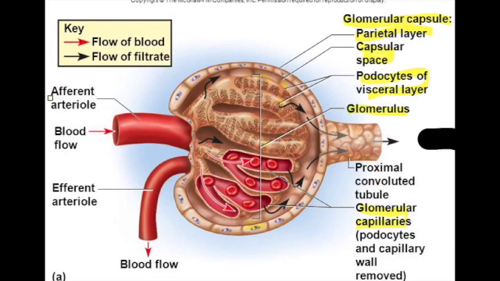Now there are two opposite sides of the renal corpuscle. There's a vascular pole, which consists of the afferent arteriole and the efferent arteriole, and the urinary pole, which gives rise to the renal tubule, starting from the proximal convoluted tubule. Now notice that the afferent arteriole is larger than the efferent arteriole. We'll talk about why this is later.